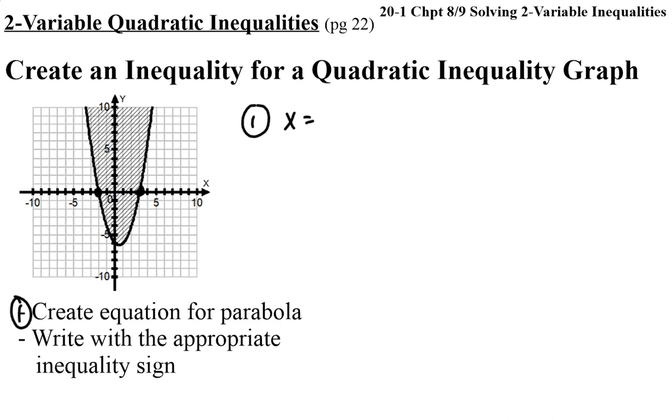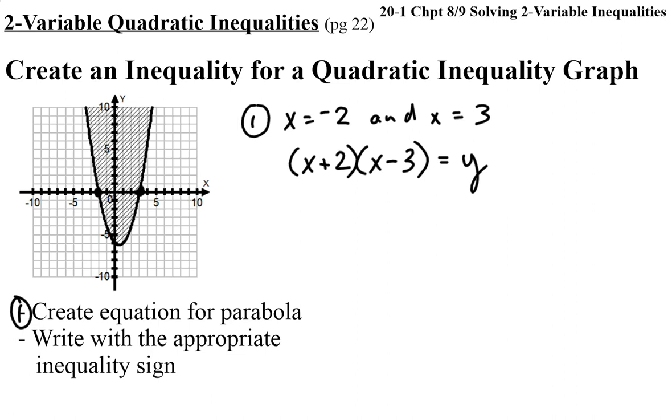Well, we have x equal to -2, and we have x equal to 3. And so when x equals -2 and x equals 3, what we want to do at that point is, we know that if x is -2, that's for the point x plus 2, and if x is 3, that's for x minus 3, and that should equal y. So now I can do FOIL: x squared minus x minus 6 equals y.